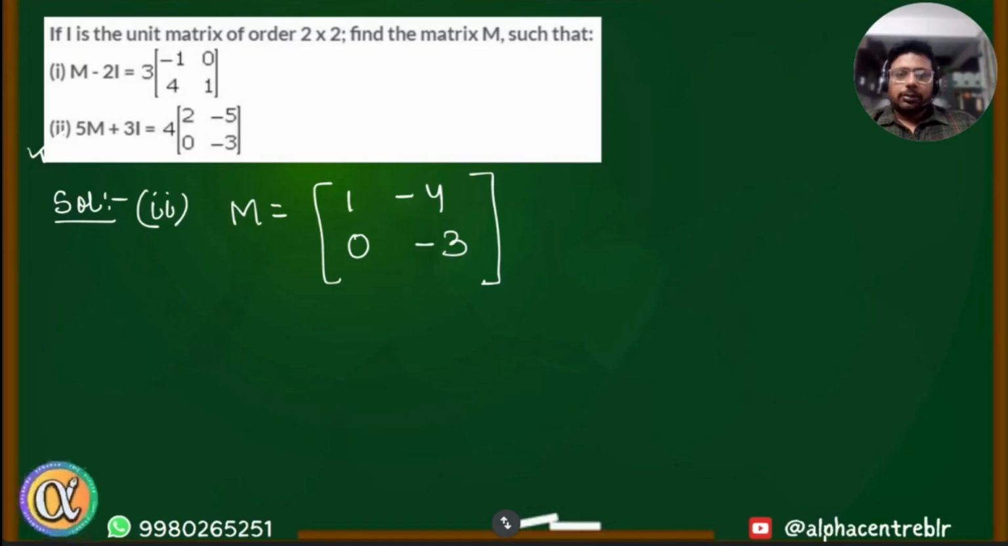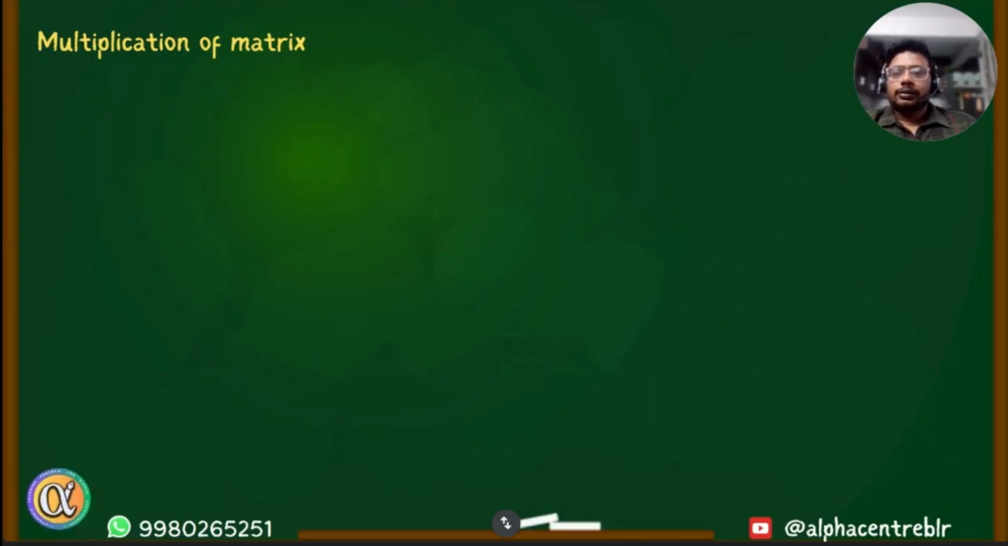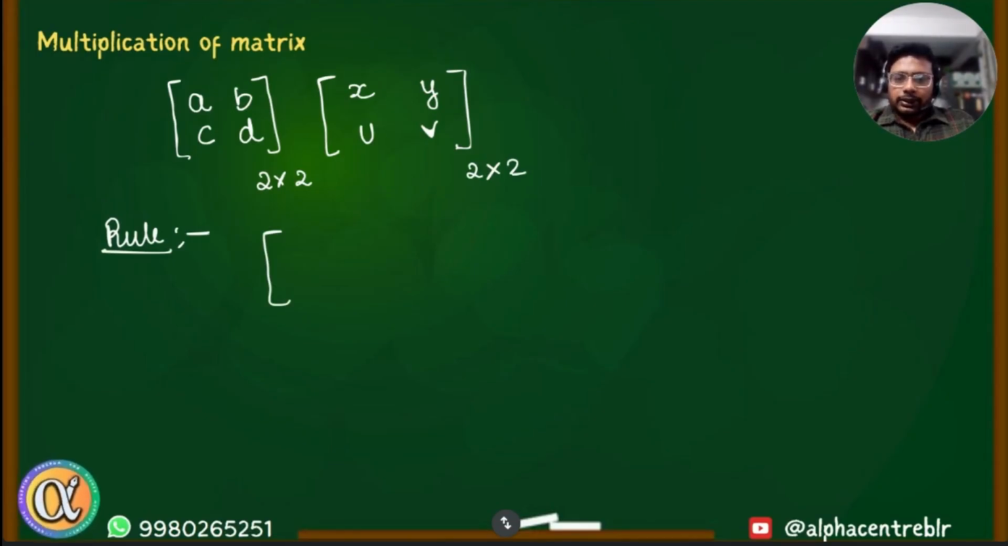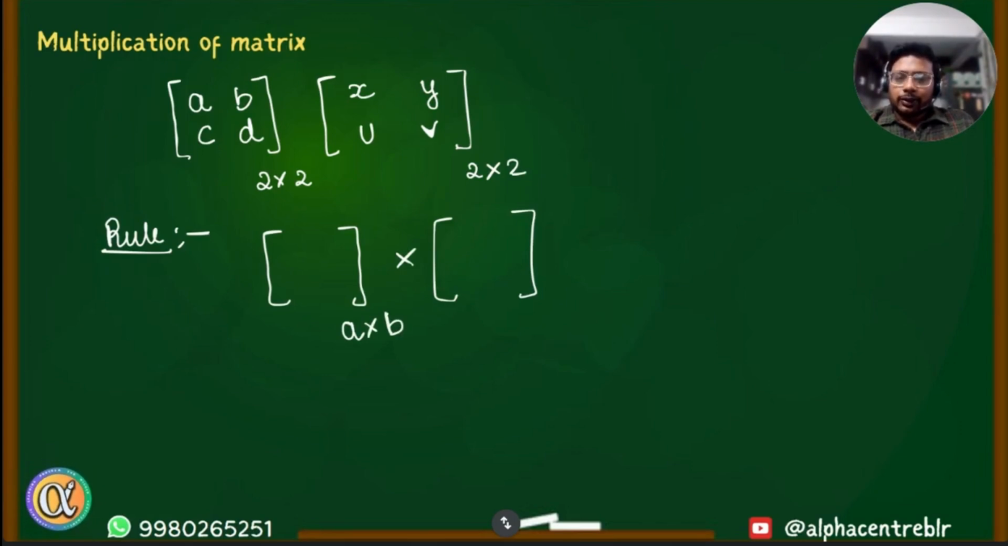Okay, so till now we saw questions based on matrix addition, matrix comparison, matrix subtraction, and obviously multiplication with a scalar. Now we'll move to the next part, which is multiplication of matrices. Here we have two matrices, which are 2 by 2 matrices. There are certain rules for matrix multiplication. The first rule is, suppose you're multiplying two matrices. The first has order A into B, and the second one has order C into D.